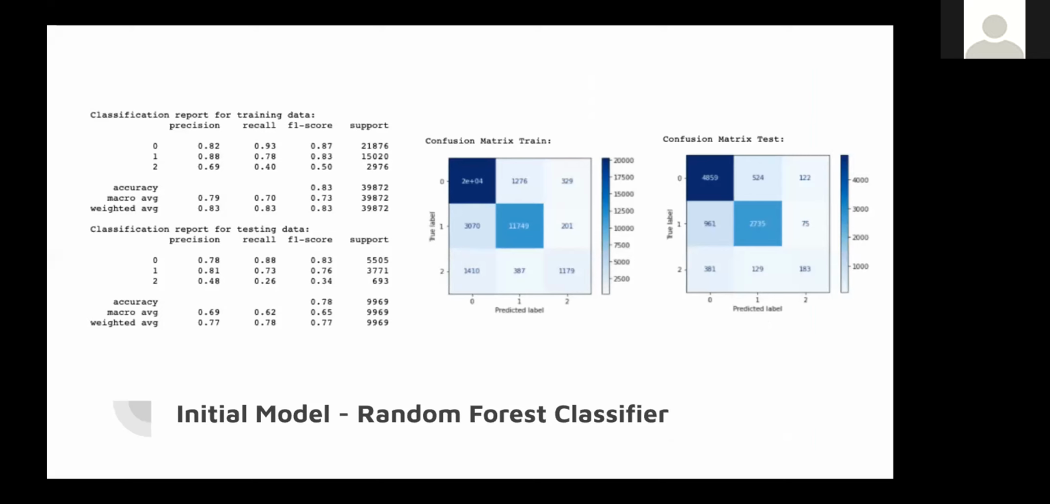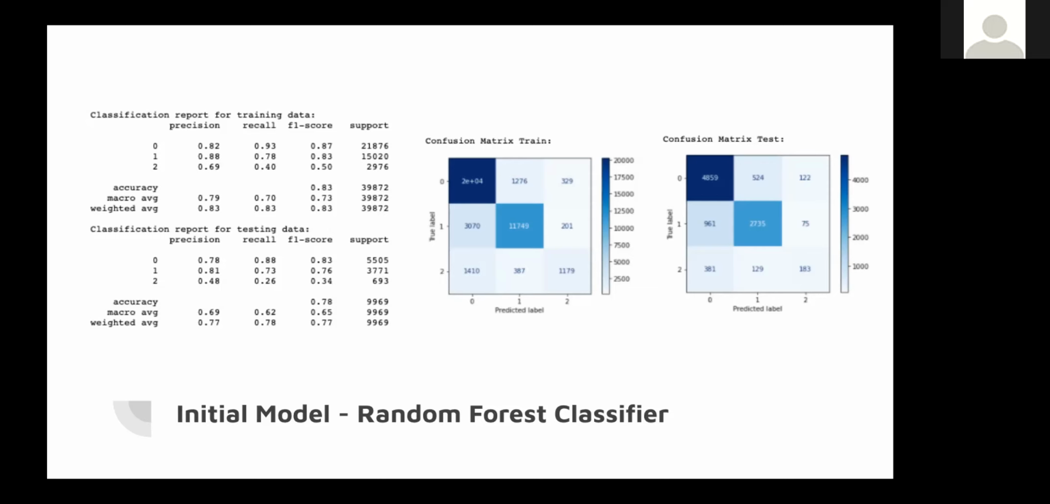I decided on a random forest classifier after running a few other vanilla models. This one performed the best. There's a lot of information here. What we're interested in is the accuracy scores, which is 83% for the training and 78% for the testing data, which is both pretty good. And since they're pretty close together, we say that our model is not overfitting to the training data, which is a good sign.